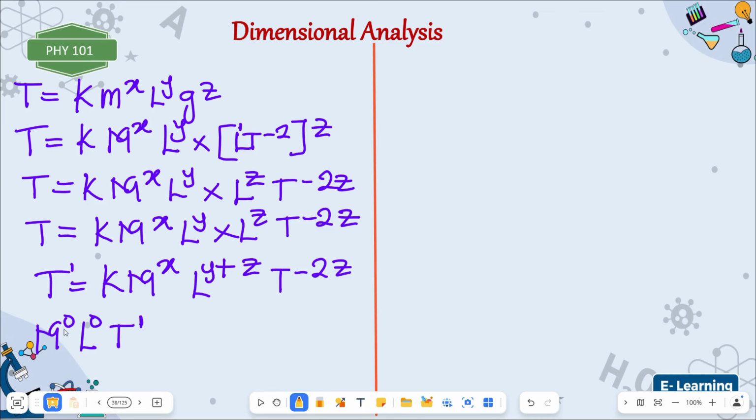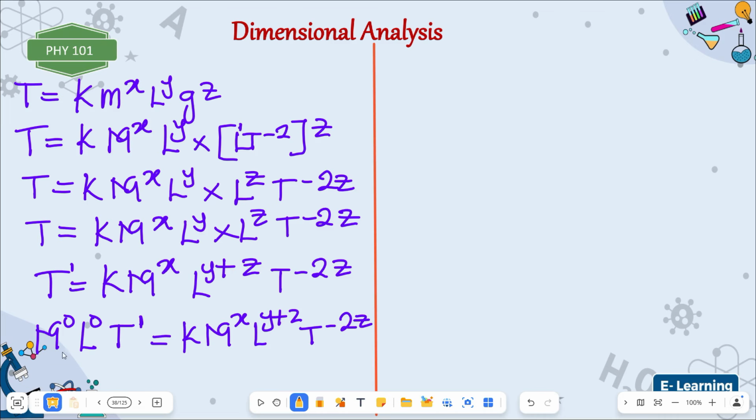Now, the reason is because anything raised to the power of 0 is 1. L raised to the power of 0 is 1. M raised to the power of 0 is 1. 1 times 1 times T will still give us what? T. And we are doing this because of what will happen next, which is comparison. So this will be equal to K, M to the power of X, L to the power of Y plus Z, then T to the power of minus 2Z.